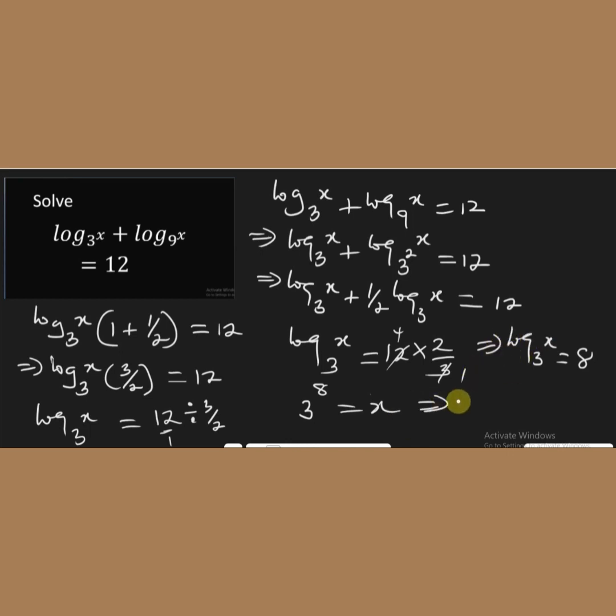So x is equal to 3 raised to the power of 8. If you calculate, that is 3 times 3 times 3, eight times. If you check it in the calculator, it's going to give us 6561. So the value of x here is 6561. So this is the first method. I'm going to check this question again with the second method.